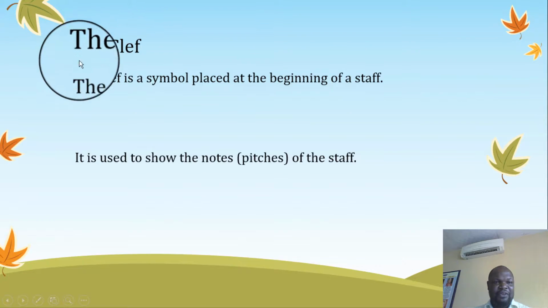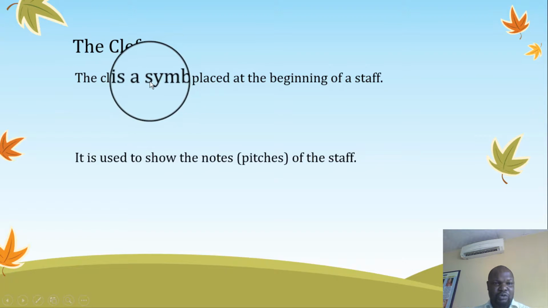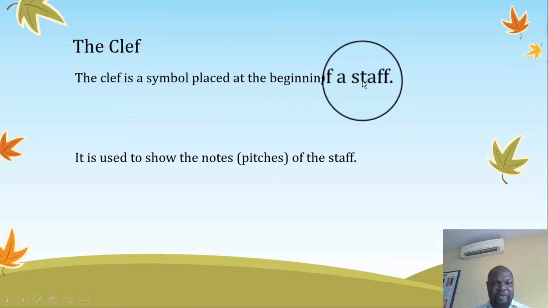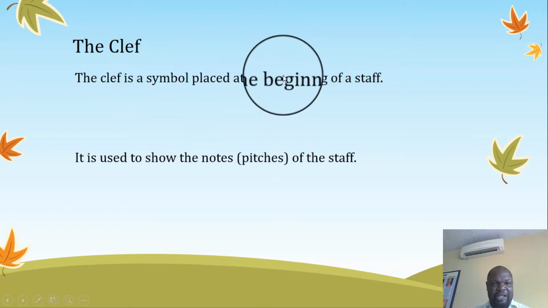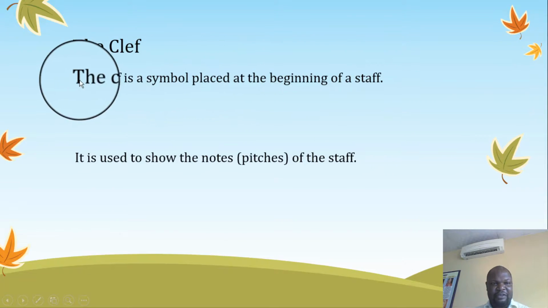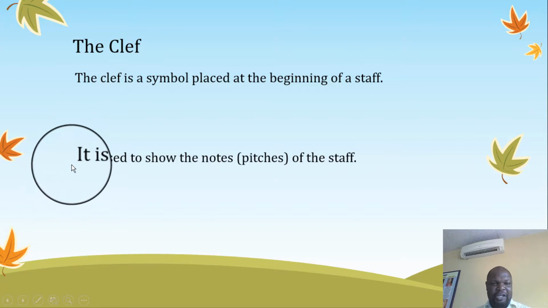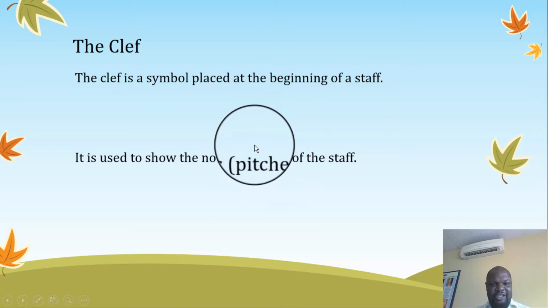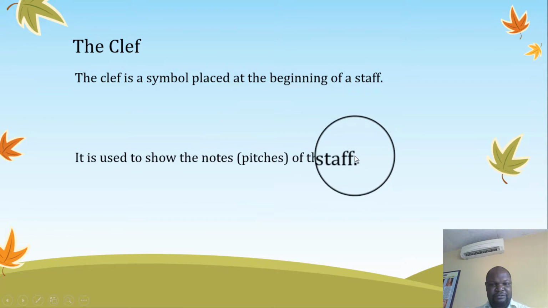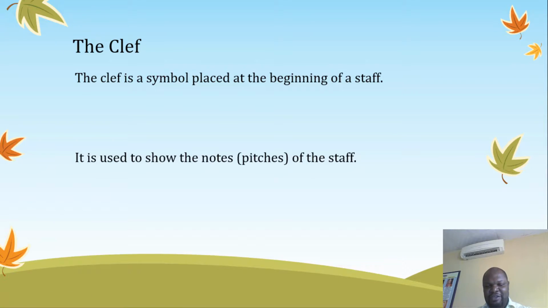What is a clef? A clef is simply a symbol that is placed at the beginning of a staff. So then, what does this clef do? A clef is used to show the notes or the pitches of the staff. In other words, a clef is used to show the notes that reside on the staff.